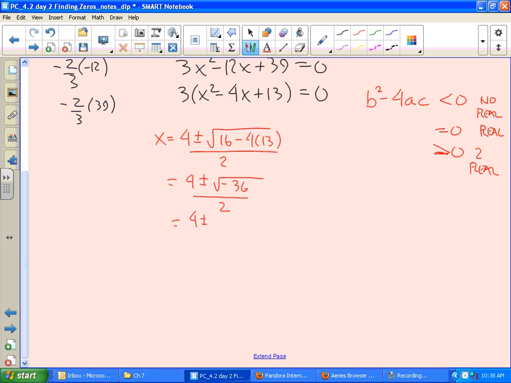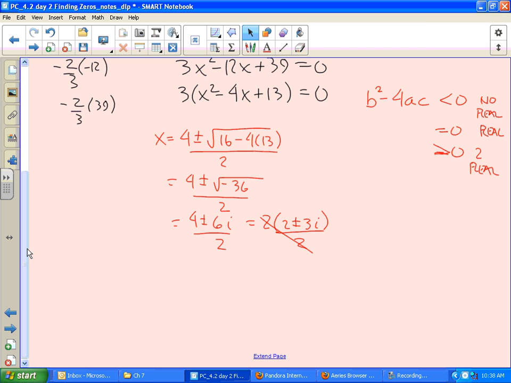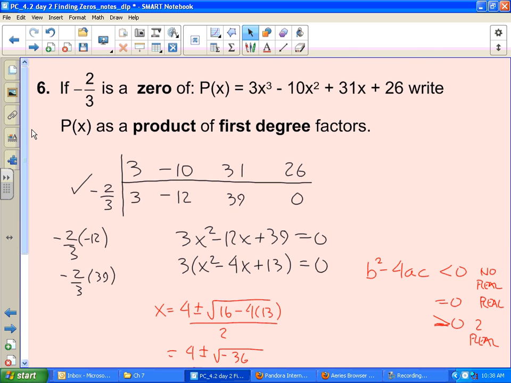4 plus or minus 6i over 2. Factor 2 out of the top. Cancel those 2's, and there are your other roots. x minus 2 plus 3i, x minus 2 minus 3i. And that would be my factored form. Anyway, I just wanted to do one of them that had a 0 that happened to be fractional, because you can still calculate this thing.